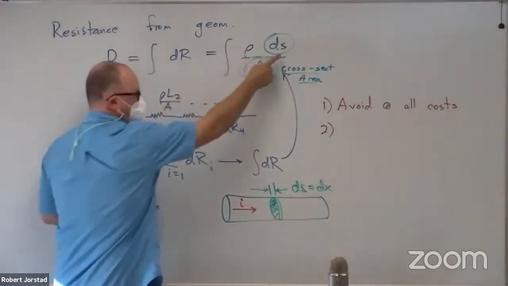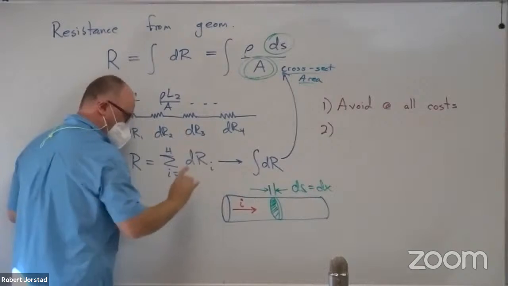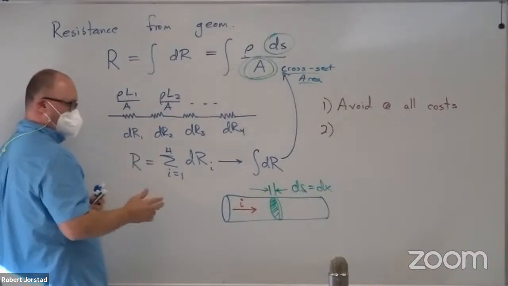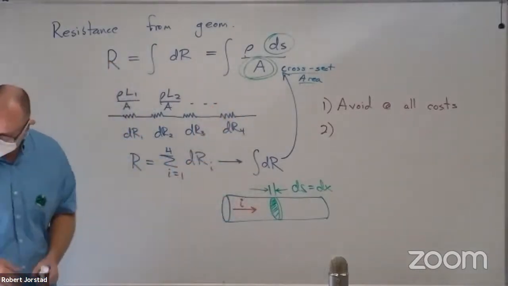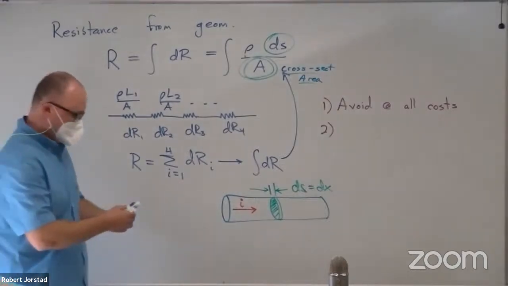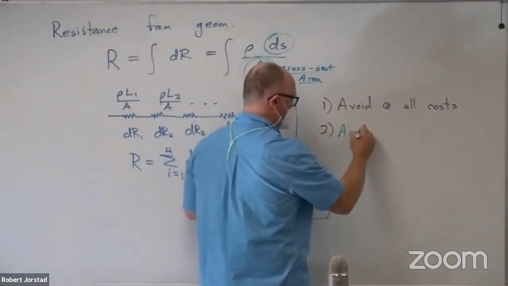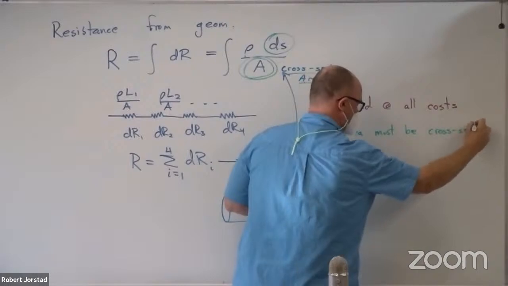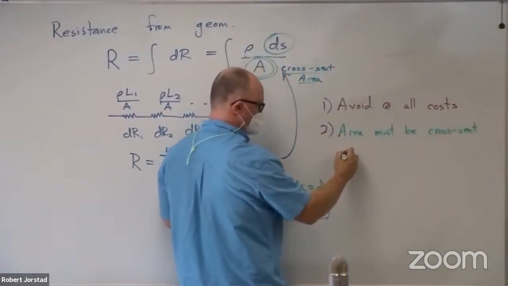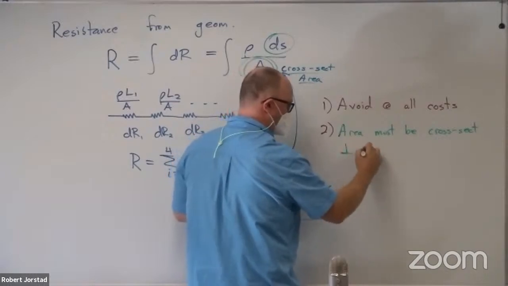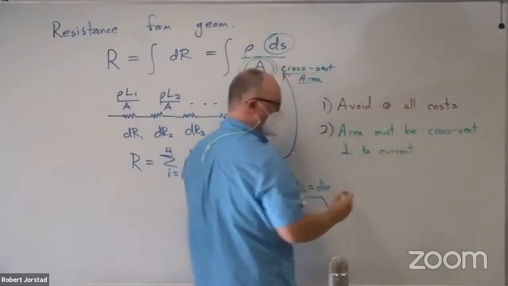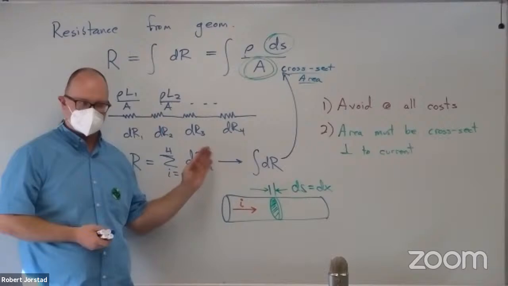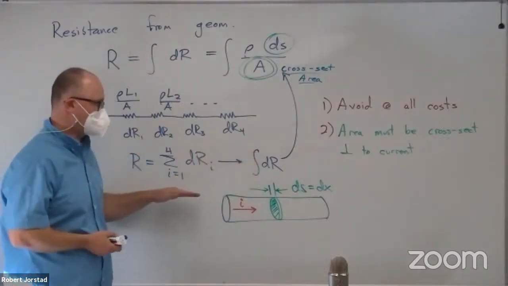Notice the ds and the A depend on current flow. So when you're doing these problems, the direction of current flow determines A and ds. I think that's what I'm saying in bullet 2. I'll say it a different way. It has to be a cross section perpendicular to current. Or you could say the area vector points the same way as current. You remember that area vectors point perpendicular to the surface? Basically, the current has to be a cross section.